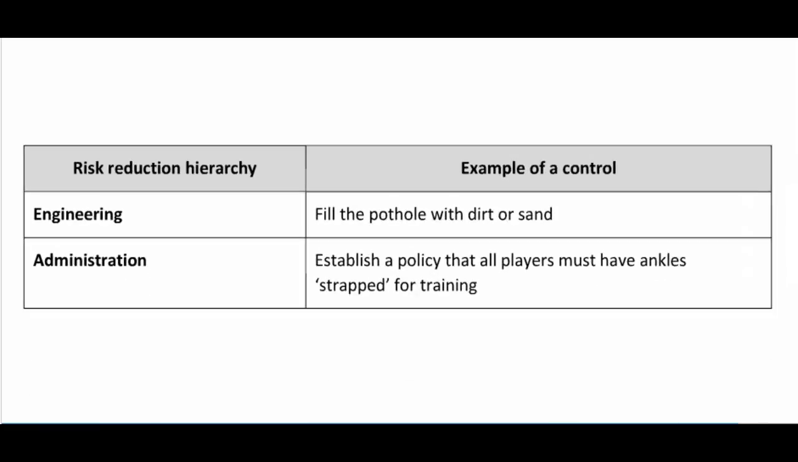The coach and support staff may decide to use engineering and administration to effectively control this hazard as follows. Engineering, fill the pothole with dirt or sand. And administration, establish a policy that all players must have ankles strapped for training. The coach and support staff might determine elimination to be an inappropriate control due to residual risk, which is the risk of players not having full physical development before entering future competitions. This example highlights the coach and support staff proactively identifying hazards and developing and implementing controls to eliminate or minimise hazard exposure as far as reasonably practicable.